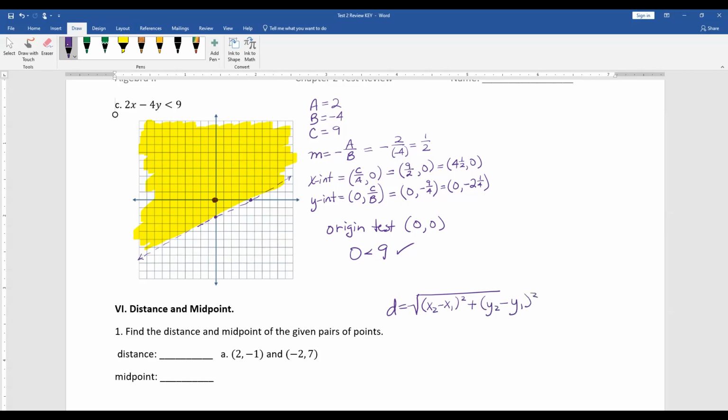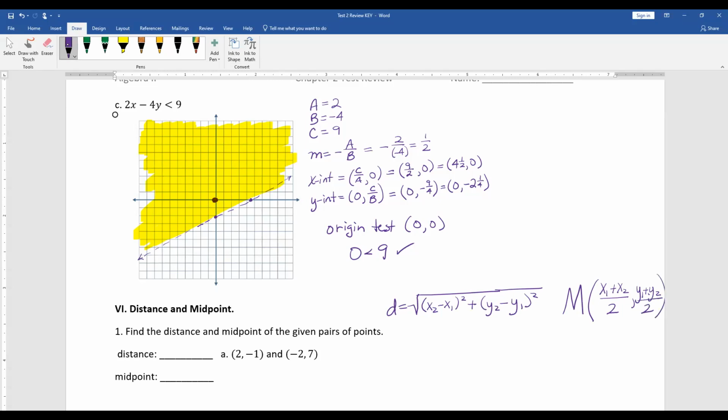Right. So the distance is the square root of the difference in x squared plus the difference in y squared. And then the midpoint? This is the average. Yeah, x1 plus x2. Could you do x2 plus x1? Yes.